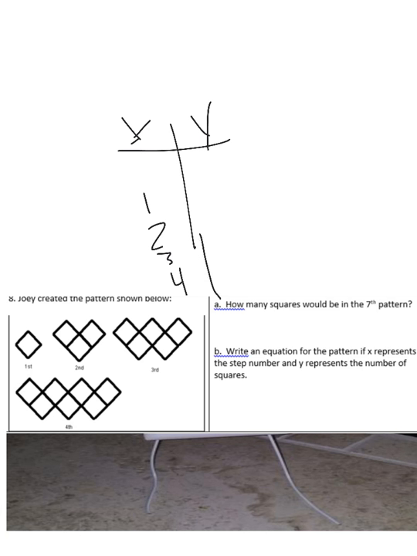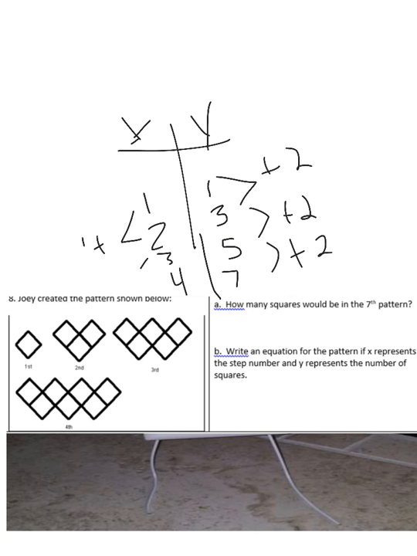So in the first pattern, you can see that we have 1 square. And in the second, we have 3. In the third, if you count that up, we have 5. And in the fourth, we have 7. So as we investigate our pattern, each time we are adding 2 as we go up 1 here. So our slope, our rise over run, our y over x, is going to be 2 over 1 for this equation. And so that's half of our equation.